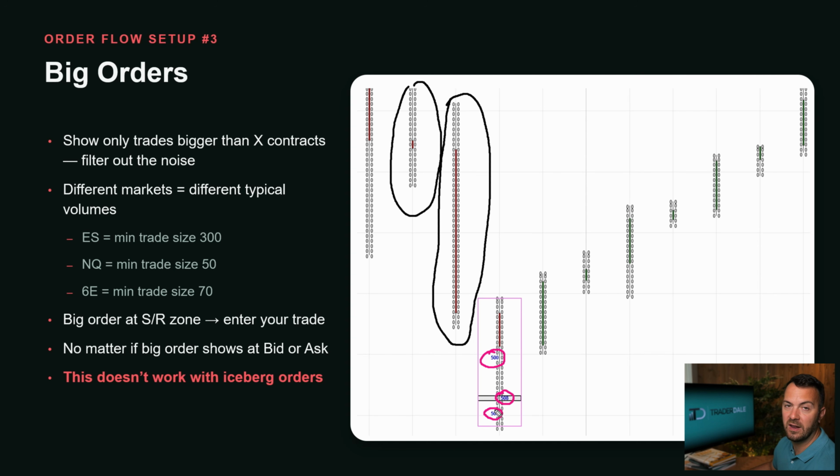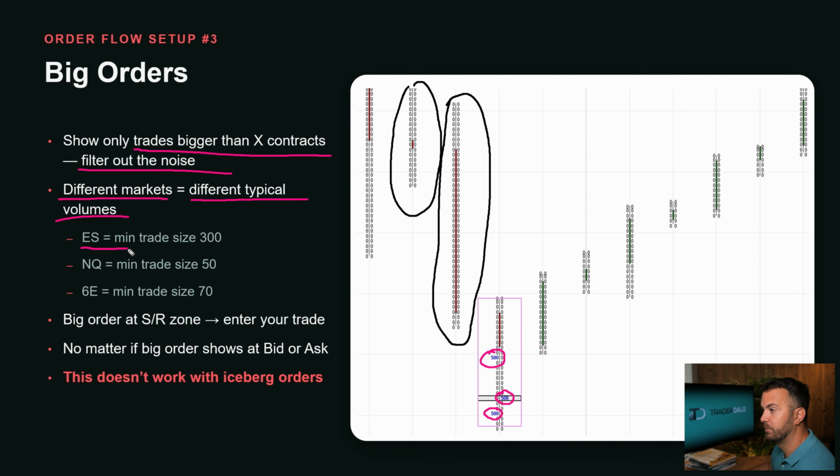My software can do that. I'm pretty sure NinjaTrader software can do that as well. And I simply set the settings to show trades bigger than X contracts to filter out the noise. Again, as I said before, different markets mean different typical volumes. So this is the setting which I'm currently using.